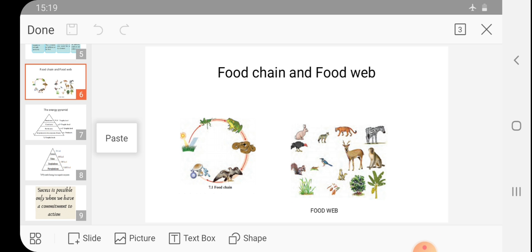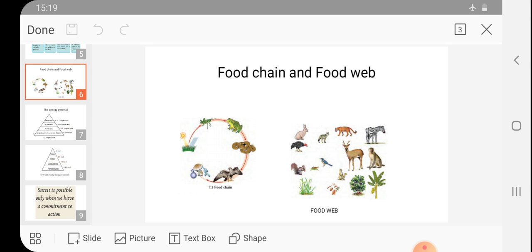an ecosystem where many food chains are interconnected at various levels, that is called a food web. Here you are observing in a food web that one organism is not used by only one other organism. 2-3 more organisms can use that first organism, and thus they form the web. That's why it is called a food web. So the difference between food chain and food web you can see through the diagram.